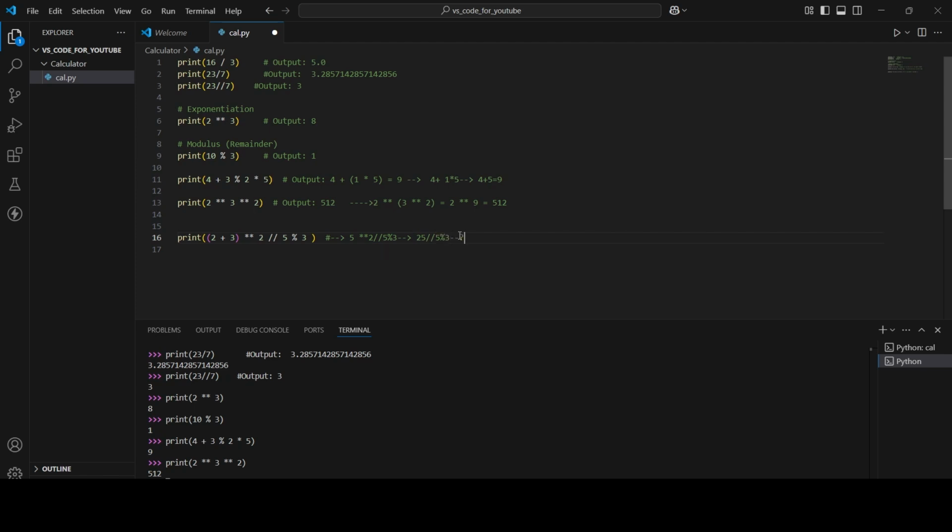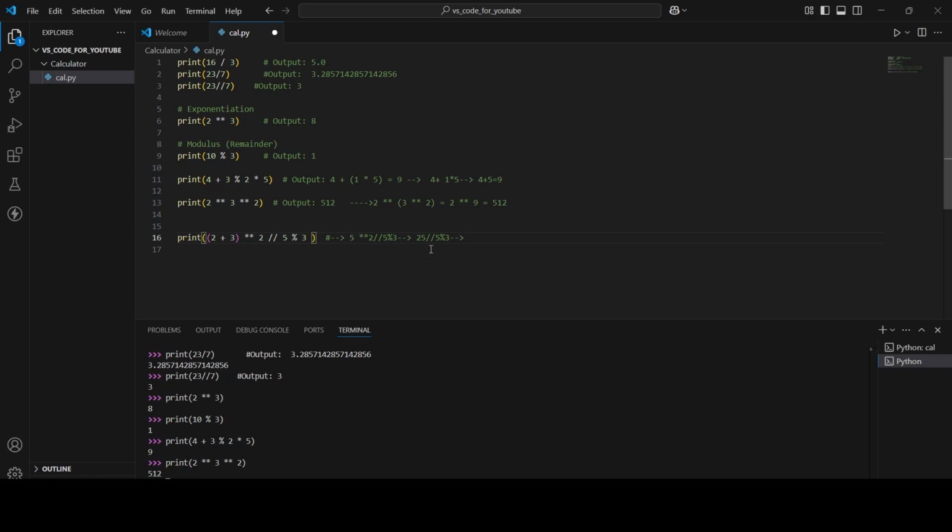Now we have integer division and modulus remainder. So we have to go by the associativity, that is from left to right, as you are seeing. The associativity for parentheses is left to right, and for exponent it is from right to left. If I had any other expression along with this, then that would be the other case. But here we have only one exponent operator, so it is 5 exponent 2, which is 25.